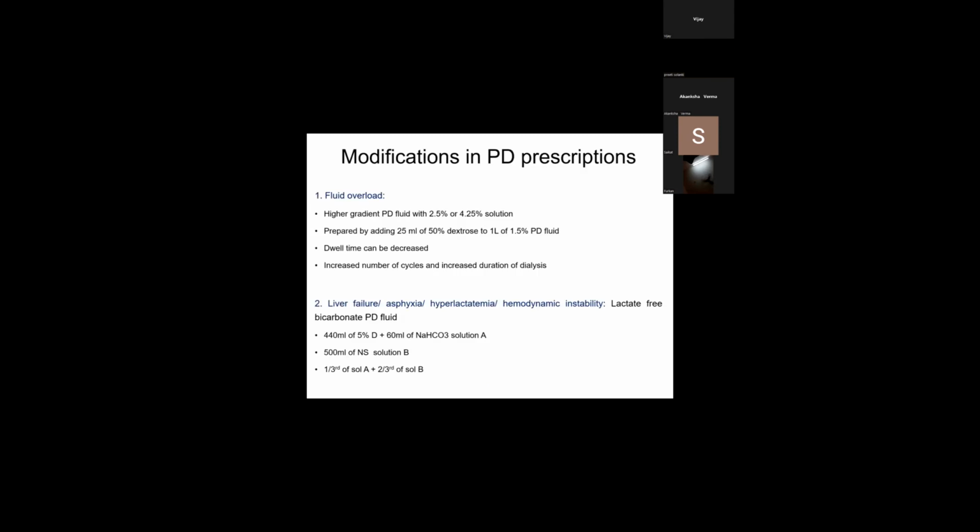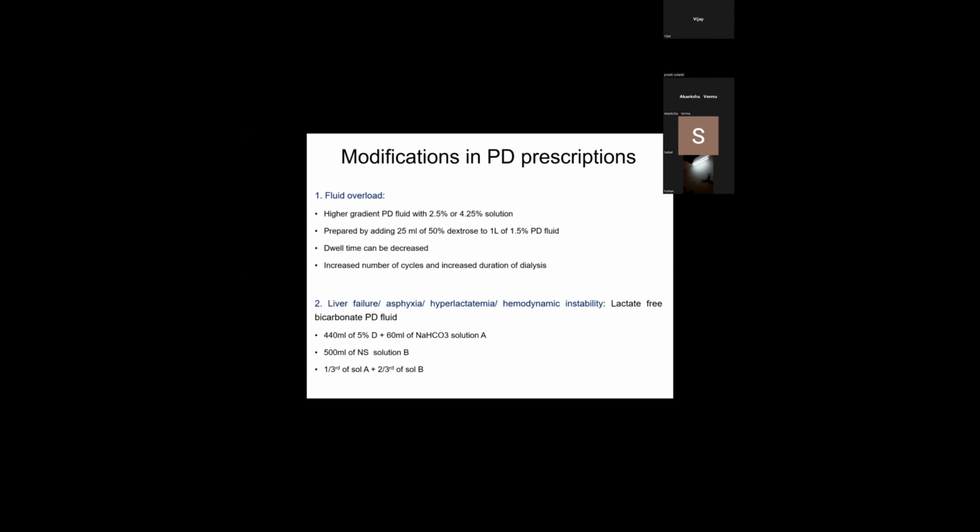Now coming to the modifications in PD prescriptions. What modifications we need to do in peritoneal dialysis prescriptions according to the condition of the patient. First condition is fluid overload. We can use higher gradient PD fluid with 2.5% or 4.25% solution if we need more fluid to be removed. It can also be prepared by adding 25 ml of 50% dextrose to 1 liter of 1.5% PD fluid. For fluid overload, dwell time can also be increased, and we can increase the number of cycles and increase duration of dialysis.